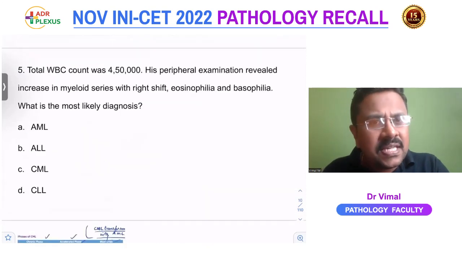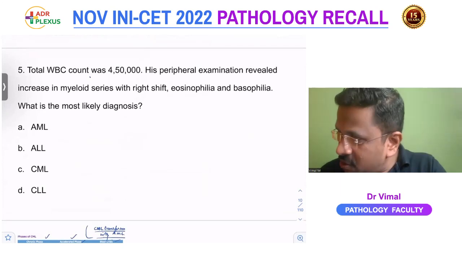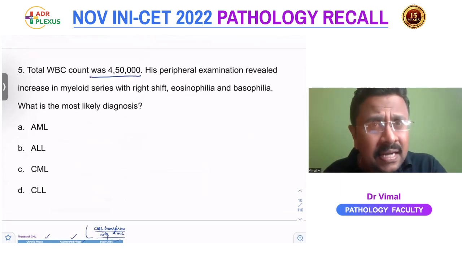Next question. They've given a total WBC count of a patient, which is 4,50,000. So the total count was markedly elevated, and definitely we'll be thinking of leukemia as the first differential. Let us see what the other options are.